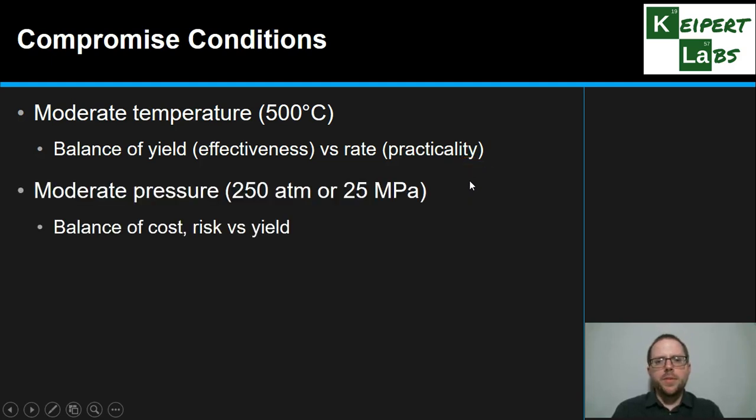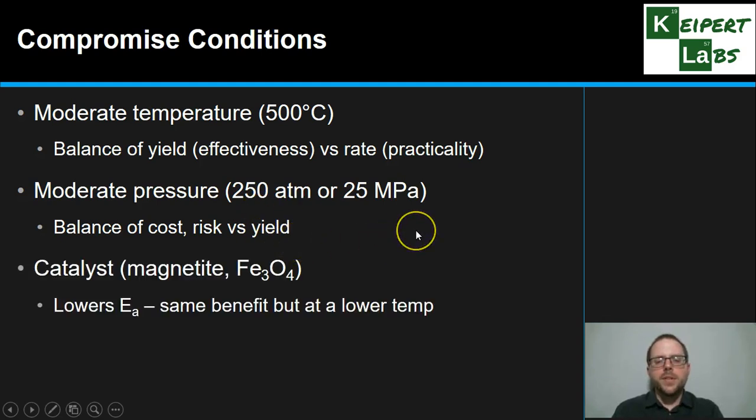We also want to make use of a moderate pressure, that is around 200 to 250 times atmospheric pressure, around about 25 megapascals, is quite common. This gives us the best balance of cost and risk, high pressure equipment being very difficult to maintain and use and potential for danger, versus then greatest yield because of the equilibrium.